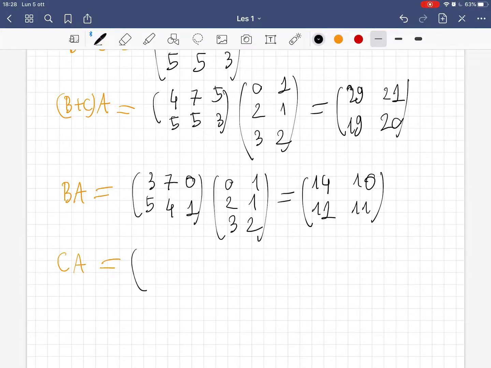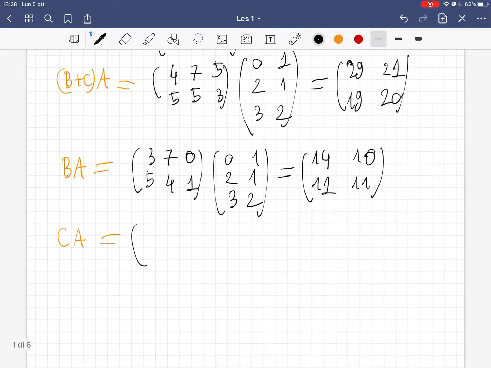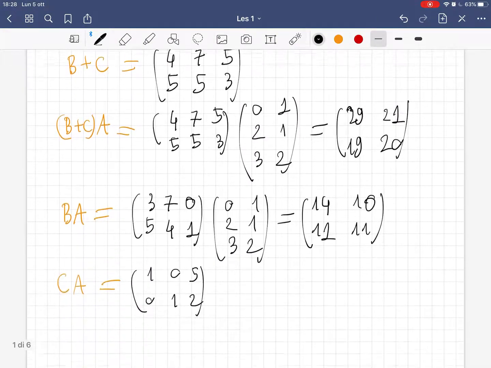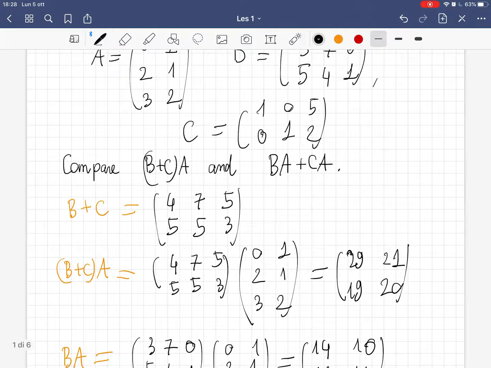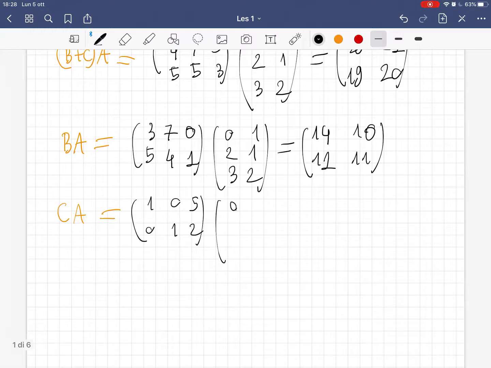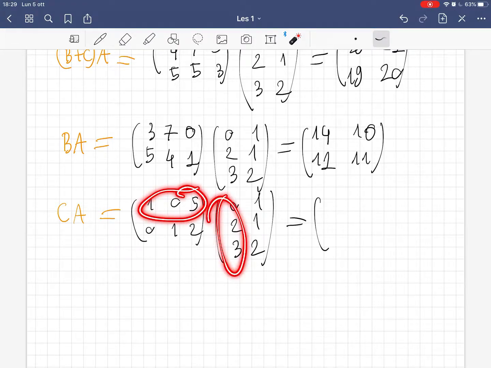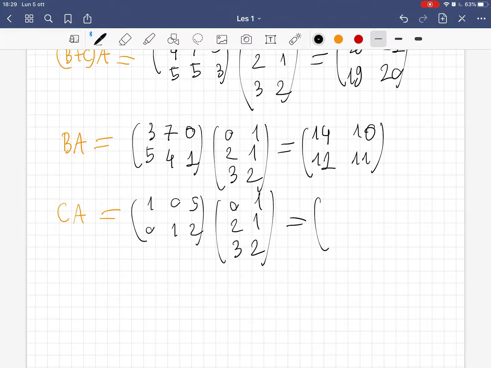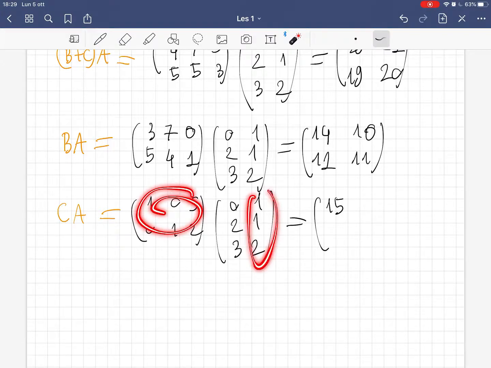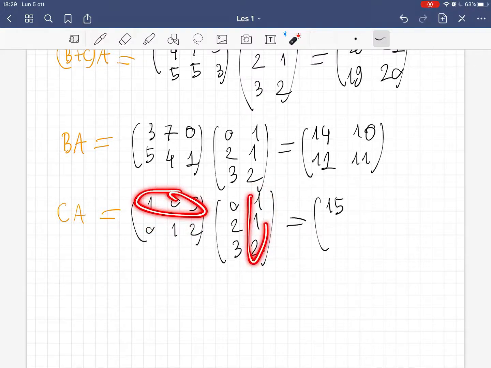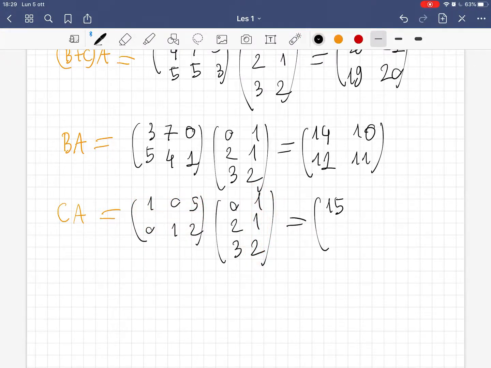Okay, so again, C, which is 1, 0, 5, 0, 1, 2, and A is then the same one, 0, 1, 2, 1, 3, 2. Okay, let's do this. So what we have here, nothing, so this first thing, you have nothing plus 15. And let's do this one, so 1, nothing, and then 10.